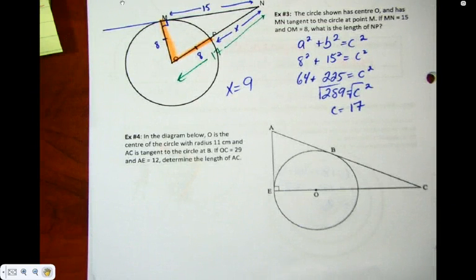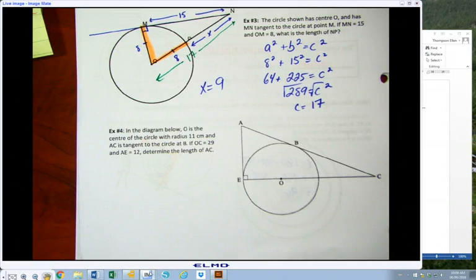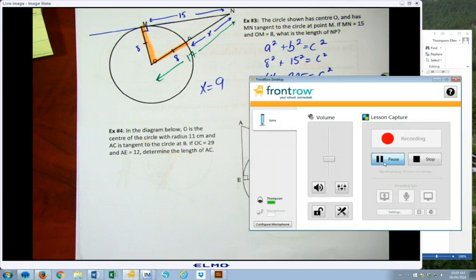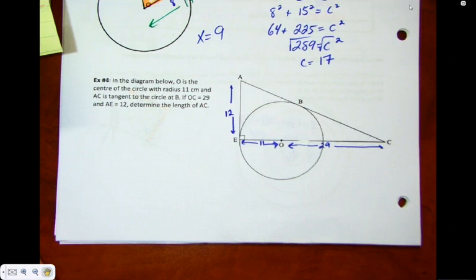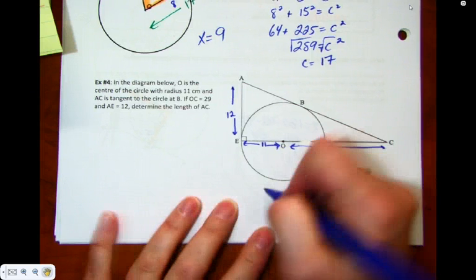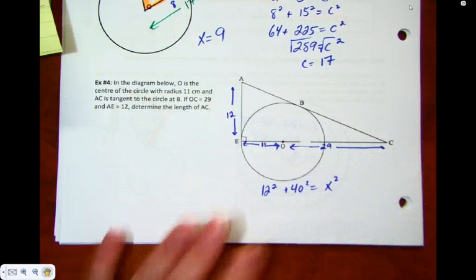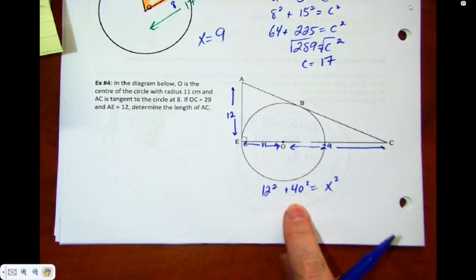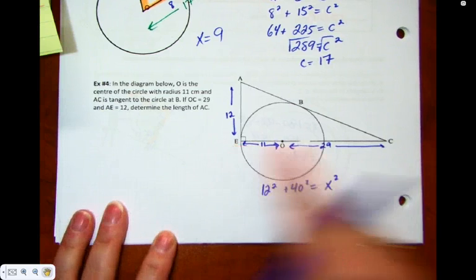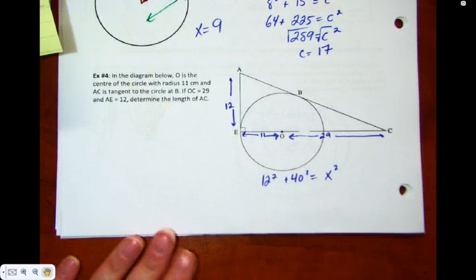Try number 4 with a partner. I just wrote down the information from the question. What do we want to find? How are we going to find it? 8 all squared plus 40 squared equals, we use x instead of saying c. You can use whatever you want. Where did the 40 come from? I have no 40 on my diagram. 9 plus 11. So the whole length E to C would be the sum of both.